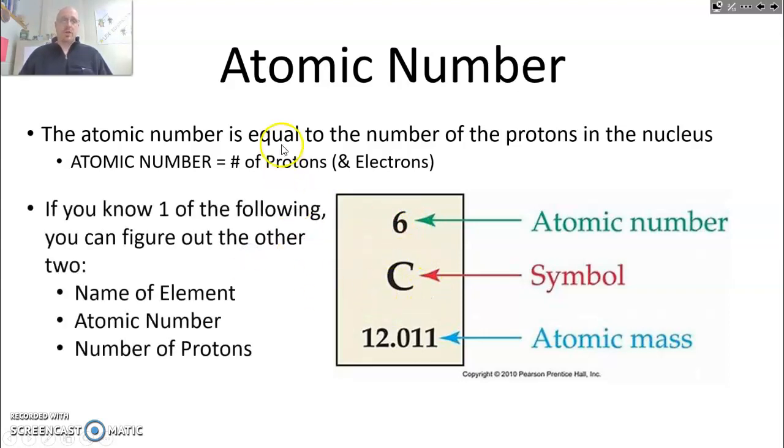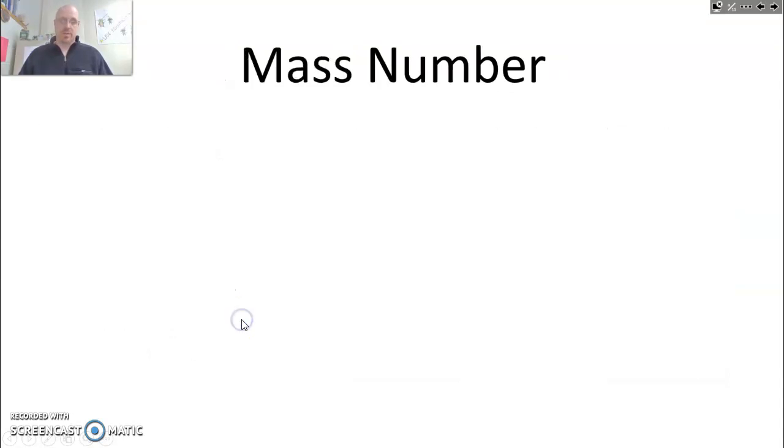Now, if you know one of the following, you can figure out the other two. The name of the element, if you know the name, you should be able to figure out the atomic number and the number of protons. Remember, the atomic number and the number of protons are the same. Okay, so don't get messed up with that one. So if you know the atomic number of the element, it's relatively easy to find the name of the element and, again, the number of the protons.